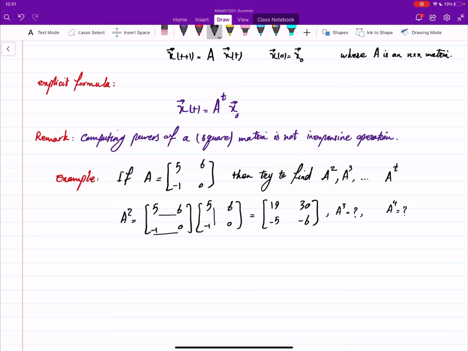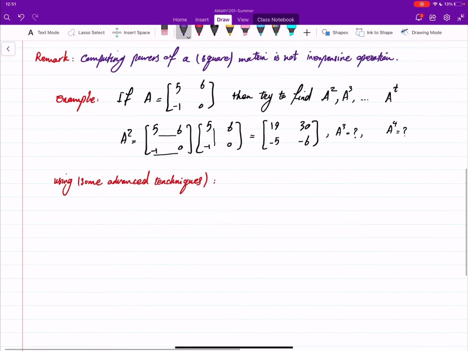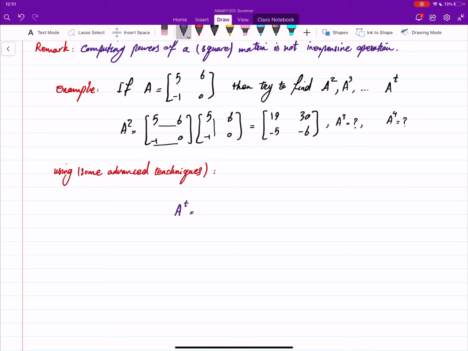But you see that calculation of matrix power always needs lots of work. Well, there are techniques. Actually, we are very close to those techniques, but we won't cover them in this course. Using some advanced techniques, one can find that A to the power t will be something like 3 to the power t plus 1 minus 2 to the power t plus 1, and 2 times 3 to the power t plus 1 minus 3 times 2 to the power t plus 1.